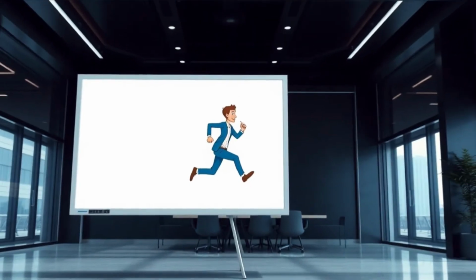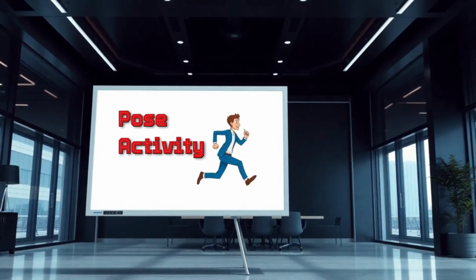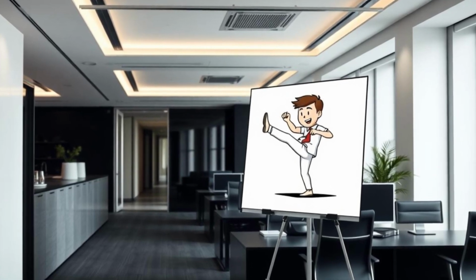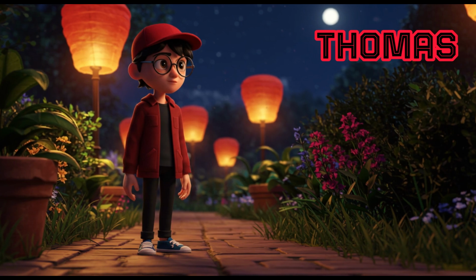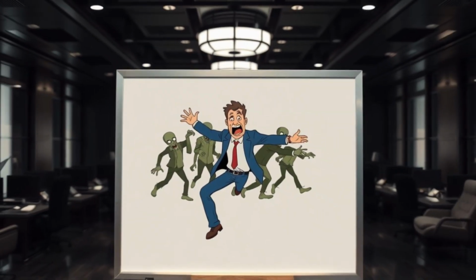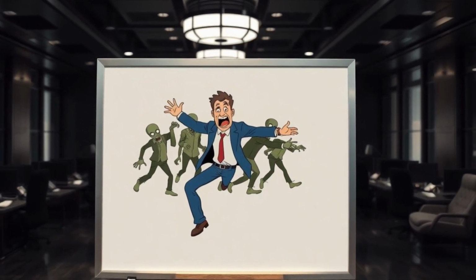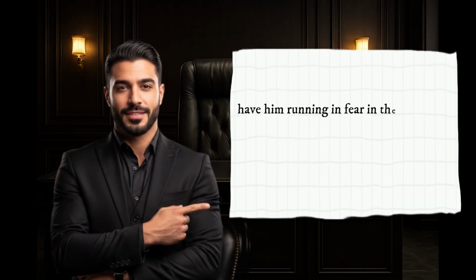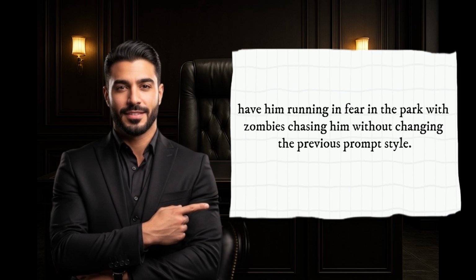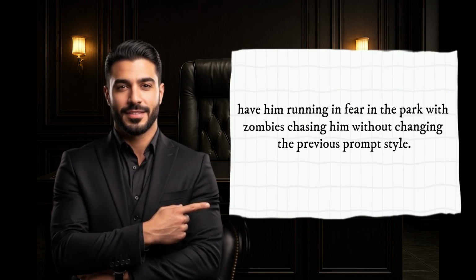The next step is to set the pose and activity of your character, what they are doing, or more precisely, what actions they are performing, so it doesn't look odd. For example, I named this character Thomas. When we want to create an action for Thomas, we simply give ChatGPT the action we need. For instance, Thomas is being chased by zombies while walking at night in the park. Then we just create the detailed command like this. Have him running in fear in the park with zombies chasing him without changing the previous prompt style.